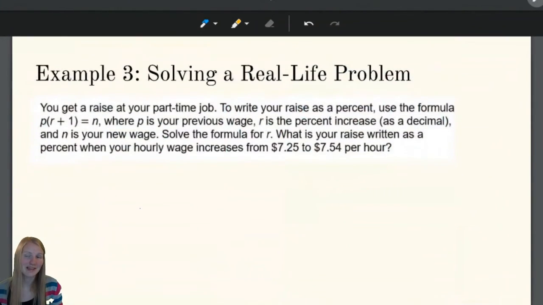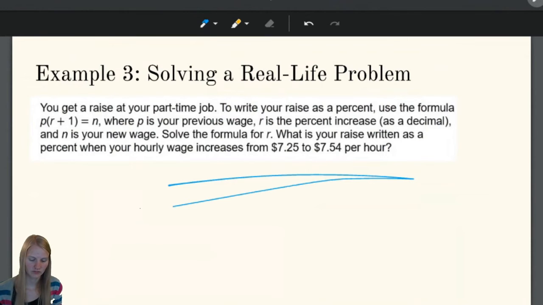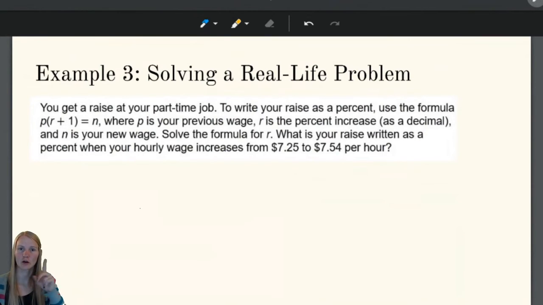Okay, now, our last example is a real-life problem, and it actually is. I put it in quotes, but this is actually totally a real-life problem. My husband and I did this the other day because he got a raise at his job, but they didn't tell him how much of a raise it was. They just gave him another paycheck, so we were trying to calculate, was it a 2% raise? Was it a 3% raise?